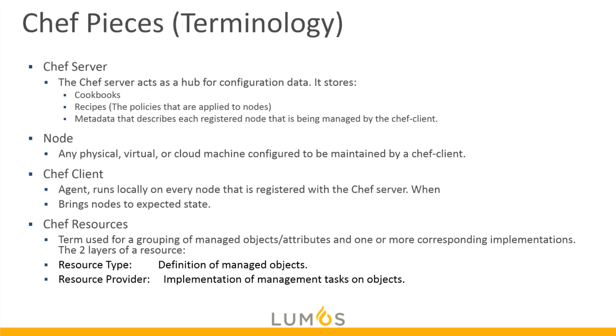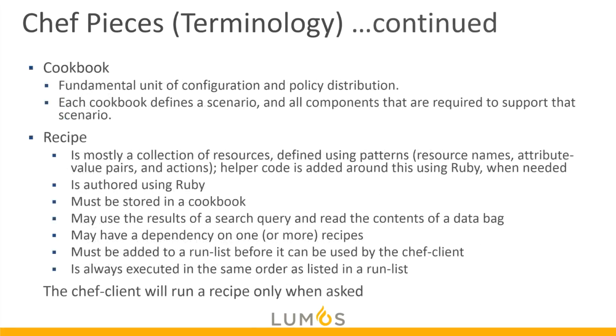Now, we talked earlier in the Puppet section about resources, and we have them here as well. So Chef resources have two different types used for grouping managed objects or attributes into one or more corresponding implementations. We have the resource type, a definition of the managed object, and then the resource provider, how that's implemented with various management tasks on the objects. So again, we have this idea of a cookbook and then the recipe. The cookbook is the fundamental unit of configuration and policy distribution. Each cookbook defines a scenario, and then all the components that are required to support that scenario.